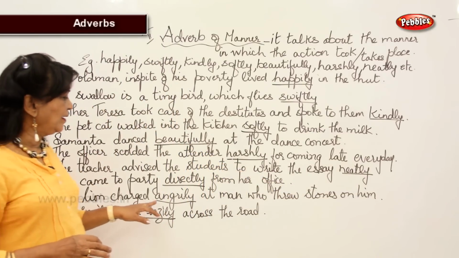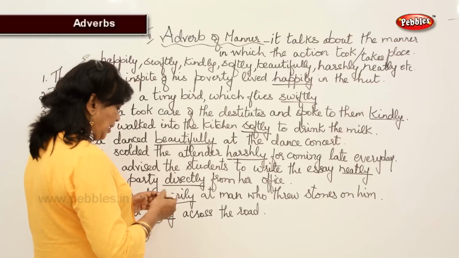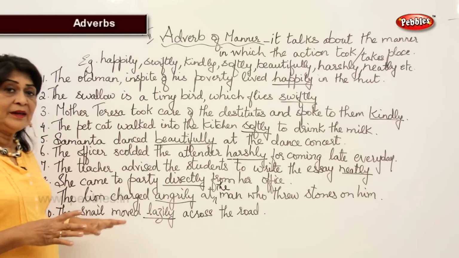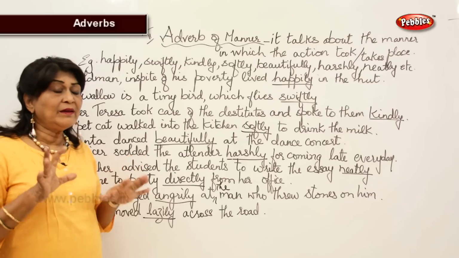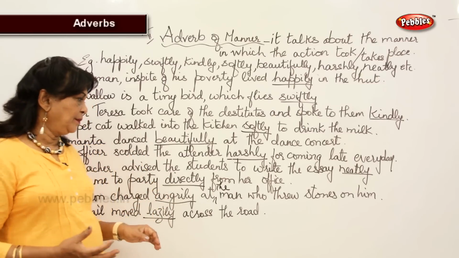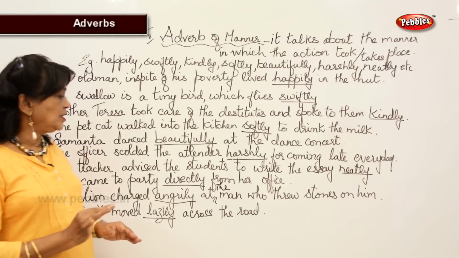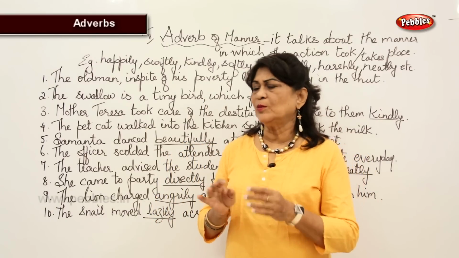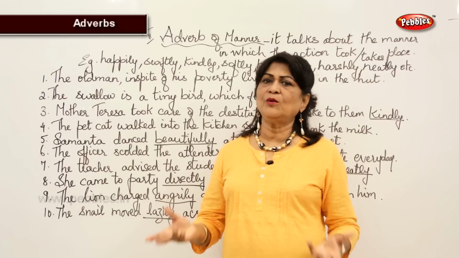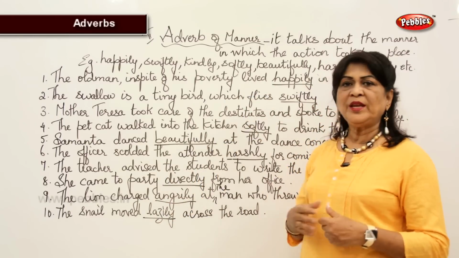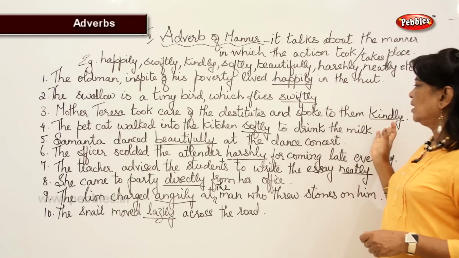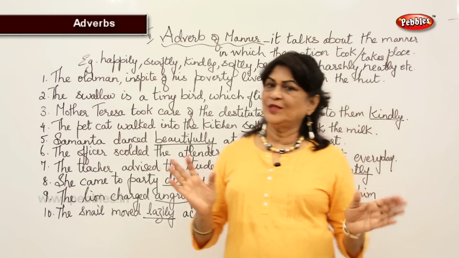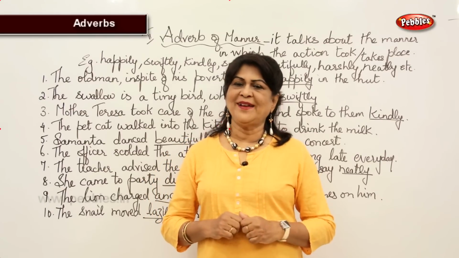The lion charged angrily at the man who threw stones on him. How did the lion charge the man? He charged angrily because he was hurt. He wanted to hurt the man back. The snail moved lazily across the road. You always know snails move at their own pace of time. So, very slowly it moves. We think it is lazy, but that is how it is made. So we have so many adverbs of manner: happily, swiftly, kindly, softly, beautifully, harshly, neatly, directly, angrily, lazily. Now it's very easy for you to identify adverbs of manner.